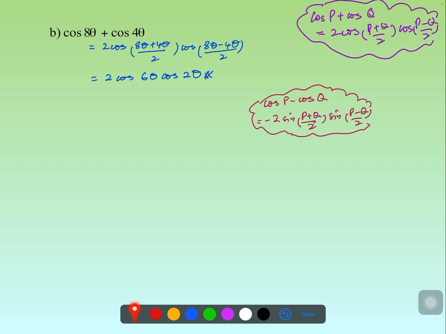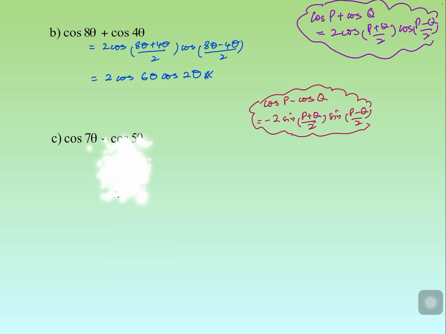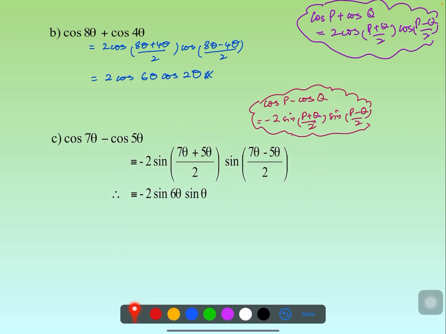So let's have a look at an example for this formula. We have cos 7 theta minus cos 5 theta. We should have minus 2 sin (P plus Q over 2). So we have 7 theta plus 5 theta, 12 theta divided by 2, we have 6 theta here. So minus 2 sin 6 theta, and here P minus Q over 2 is 7 theta minus 5 theta, 2 theta divided by 2, we have 1 theta.